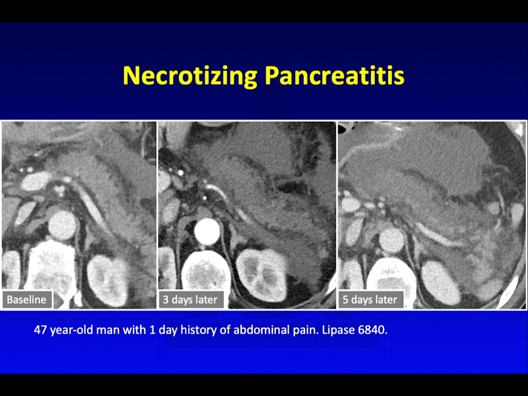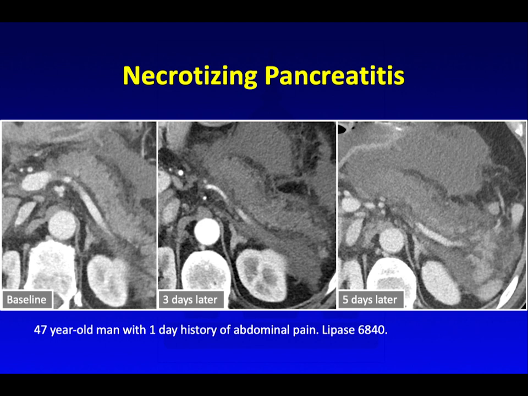So at the baseline exam, people may argue, is this pancreas enhancing normally or not? I think it's fairly normal enhancement that I can't complain too much about. But then when you look at the follow-up exam 3 days and 5 days later, clearly this portion of the pancreatic body and neck are just not enhancing normally. And this is a case of necrotizing pancreatitis.